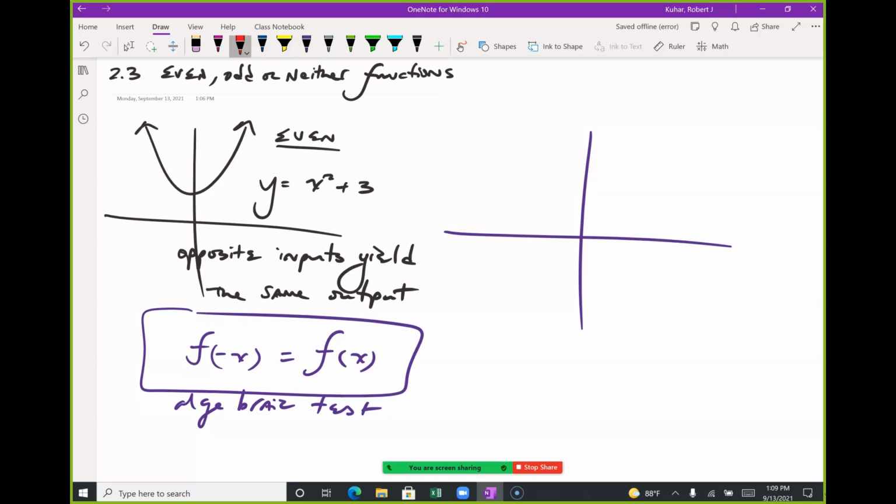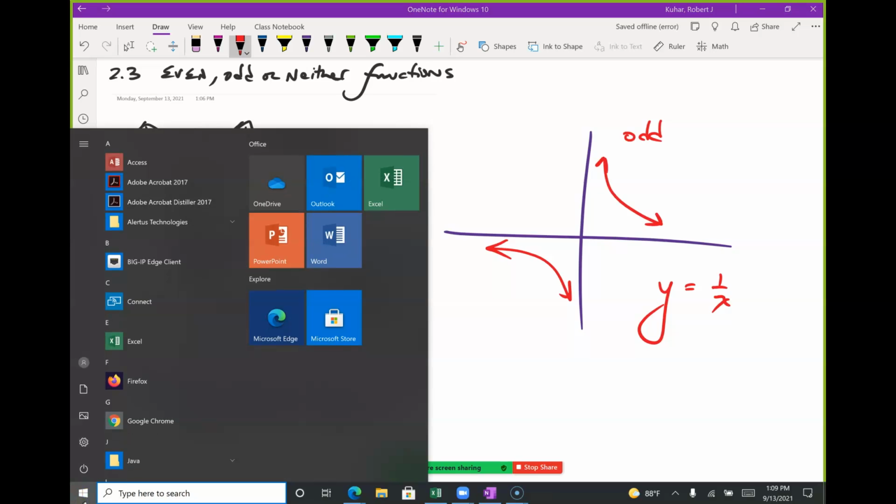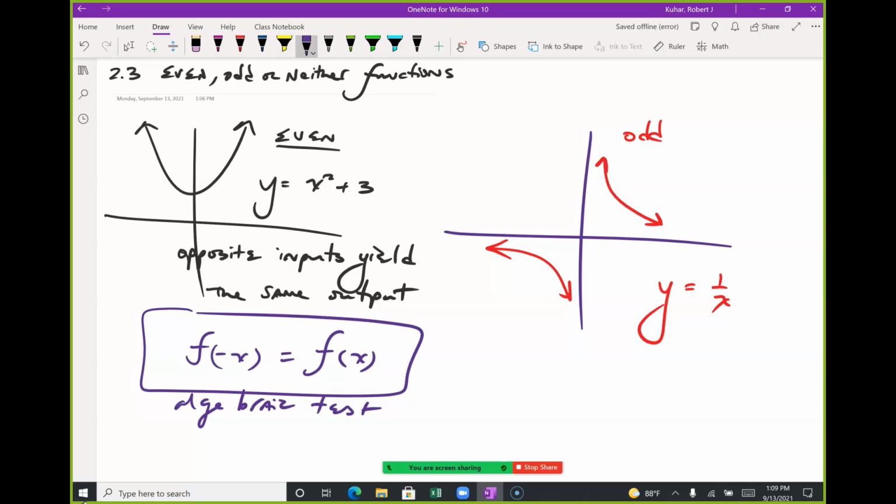Odd functions will give me symmetry about the origin. So for example, y equals 1 over x is an odd function. And so the thing I'm looking for here is a double fold. I'm going to fold on the y-axis, and then I'm going to fold again on the x-axis, and everything should match up. The other way to think about this is, so I should have written that over here. Symmetry about the y-axis. And here I have symmetry about the origin.